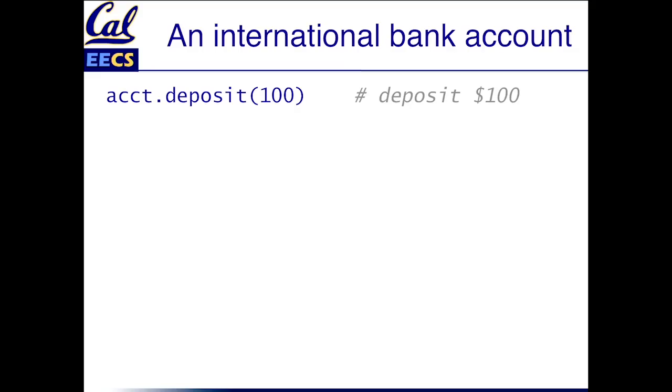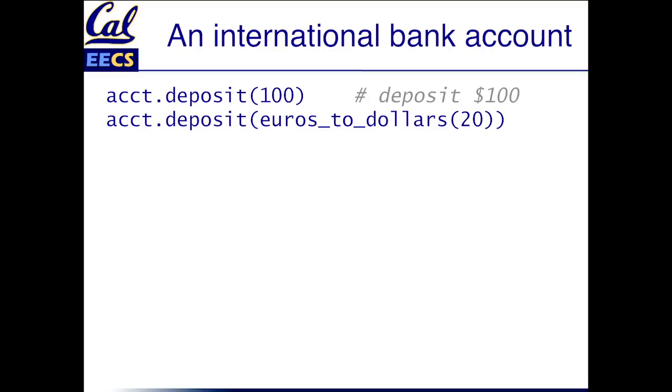So to illustrate it, let's modify our bank account to make it international. We want to be able to deposit other currencies. So we can already say deposit $100. It'd be nice if we could deposit, let's say, euros. So we could deposit euros to dollars 20. But that's pretty ugly. That looks like something a programmer might write. 20 euros is like a dollar in today's currency or something.